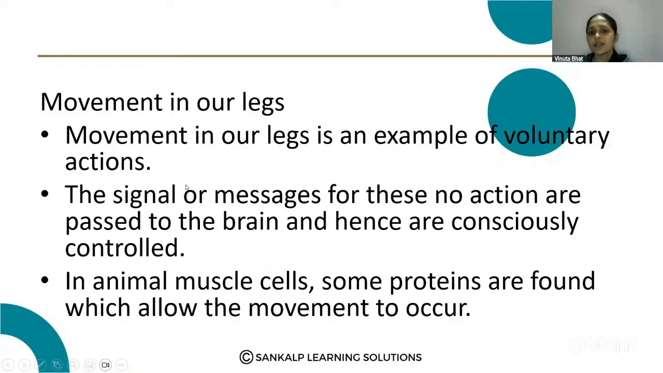The movement in our legs is an example of voluntary action. That is because of our own action that the movement of the legs takes place. The signal messages for action are passed to the brain and hence are consciously controlled. In animal muscle cells, some proteins are found which allow the movement to occur.